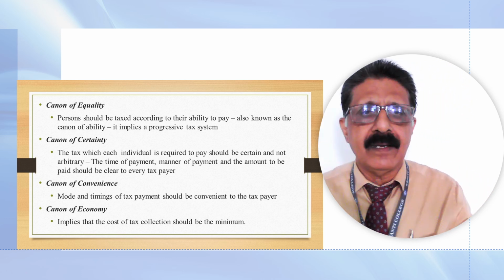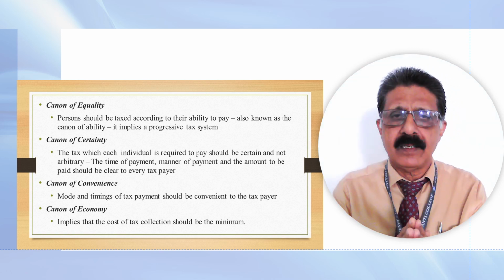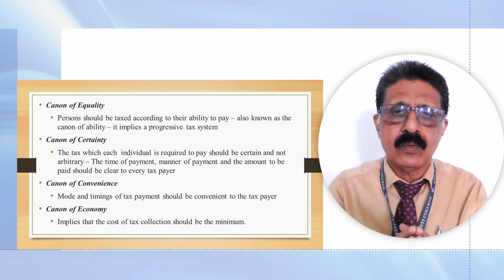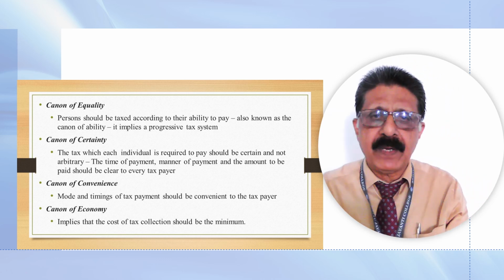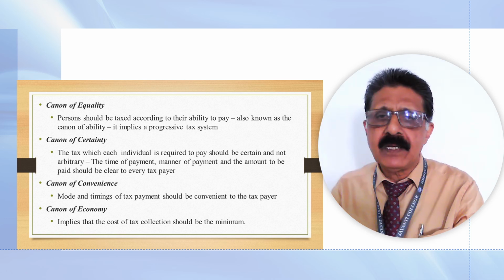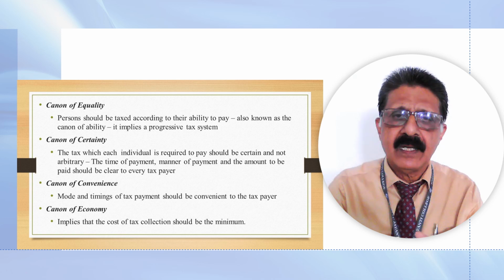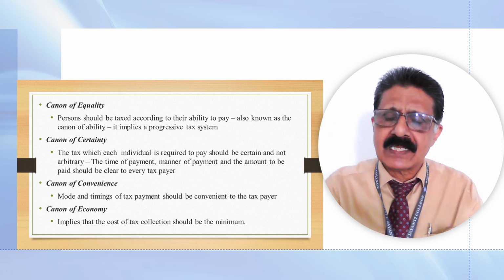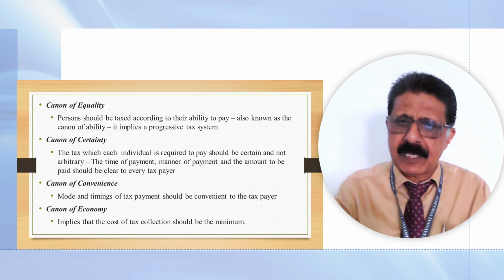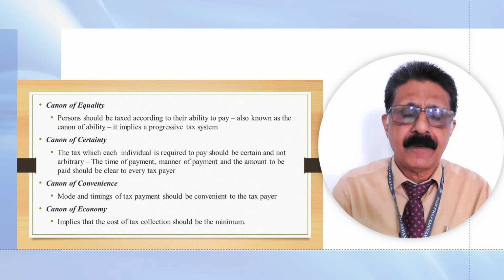The second canon, namely the canon of certainty, says that every individual should know or must be certain as to the time of payment, the manner of payment, and also the amount to be paid, so that there should be absolute clarity as to one's tax obligations and commitments, and they should not be arbitrary.